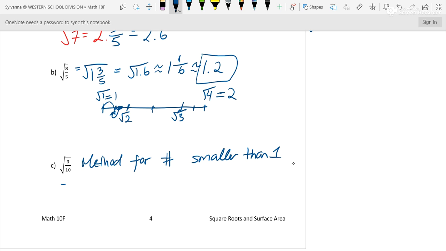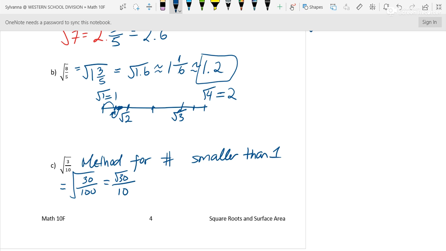So this is the same thing as if I times top and bottom by a 10. So that'll be 30 over 100. And you're probably wondering, well, why do I want to do that? Well, the thing is, I know what the root of 100 is. The root of 100 is 10. And then I would have the root of 30 on top.